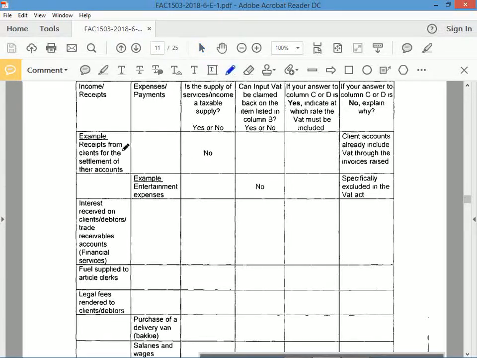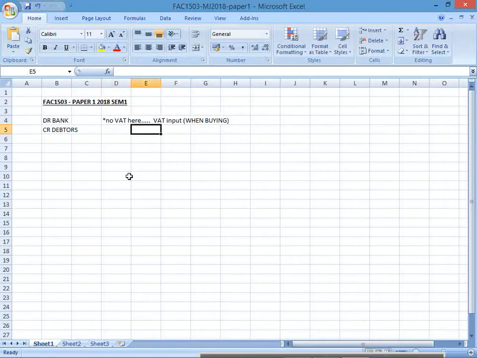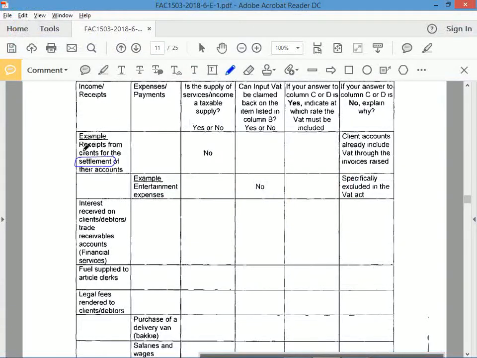Receipts from clients for the settlement of the accounts. Let's look at them. A settlement of an account would be this: debit bank, credit debtors. That would be a settlement of an outstanding account. Okay, asterisk, no VAT here. Just to revise, VAT input, when buying, VAT output, when selling. That's theory that you would study, and remember, obviously that wouldn't apply here for a receipt.